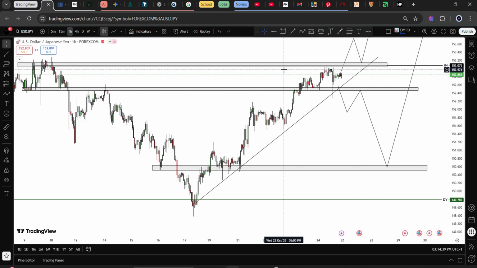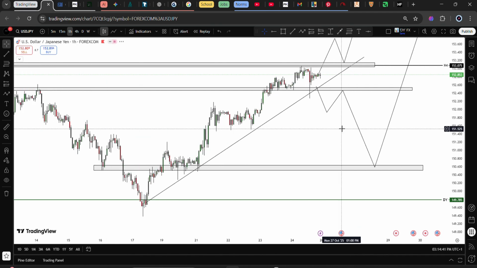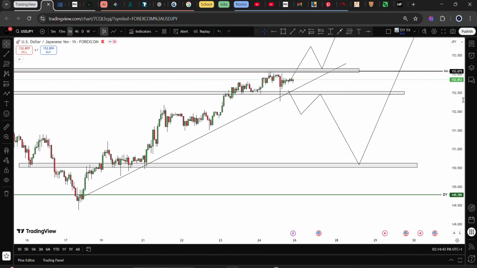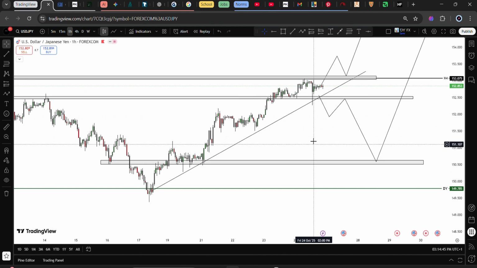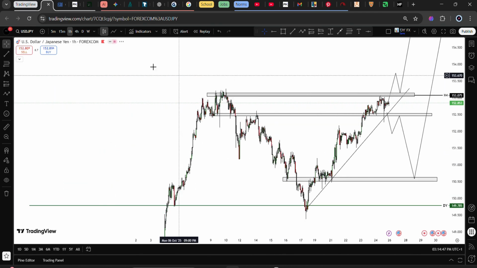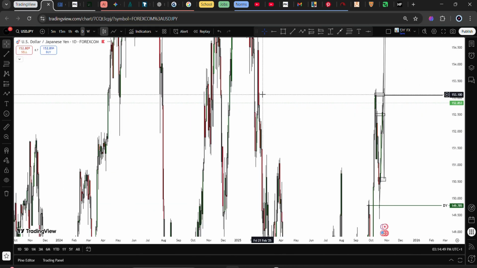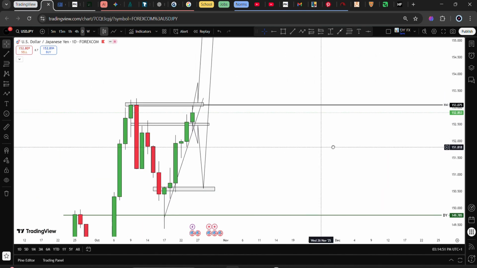So remember, we have FOMC and other news coming out, so we really need to be careful. So now on USD JPY, we've been bullish. Yeah, we've been bullish.